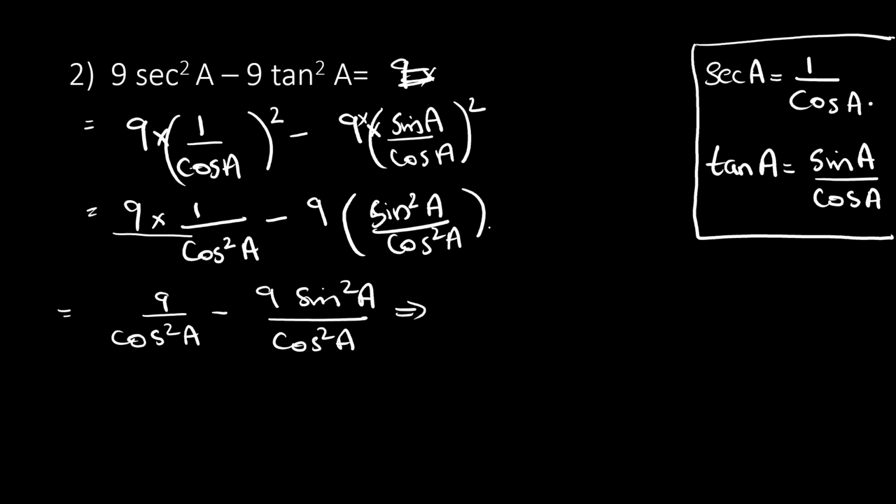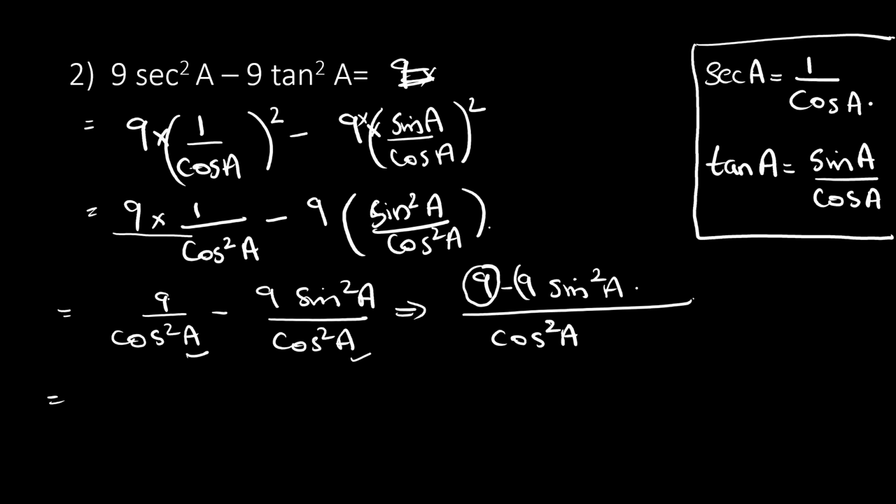Here the denominator in both the terms is cos square A, so this is cos square A. Now what is the numerator? 9 minus 9 sin square A. So here 9 is in the numerator, there are two terms. In these two terms 9 is common, so we can take it as common term. So here what is remaining? 1 minus sin square A, divided by cos square A.